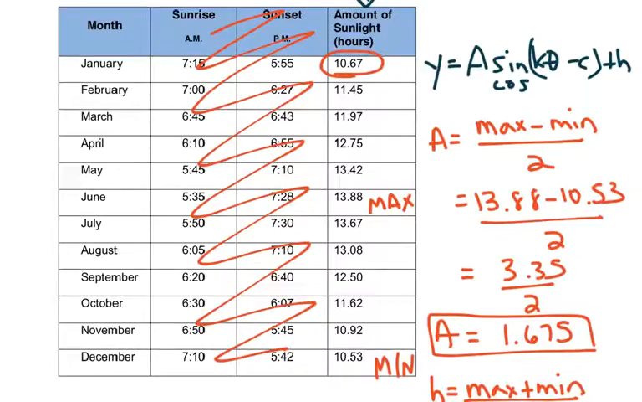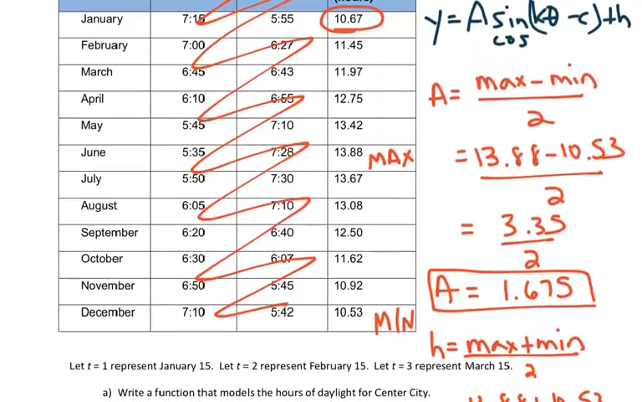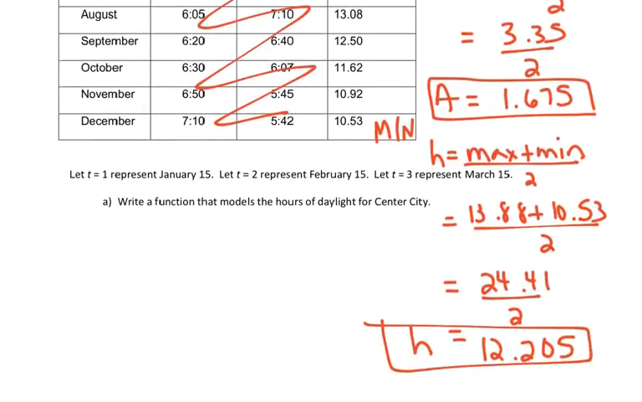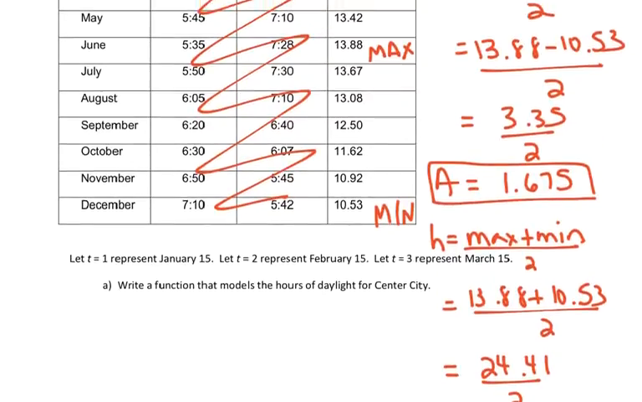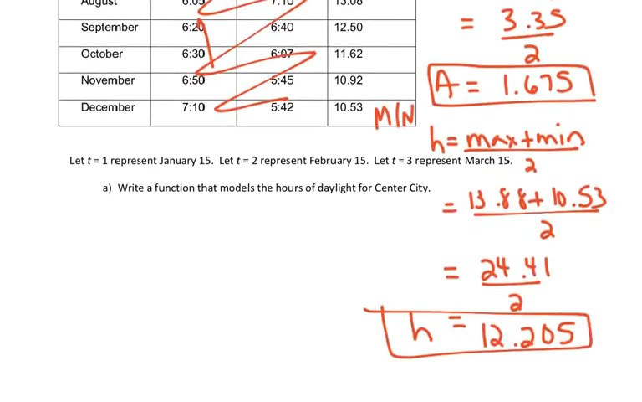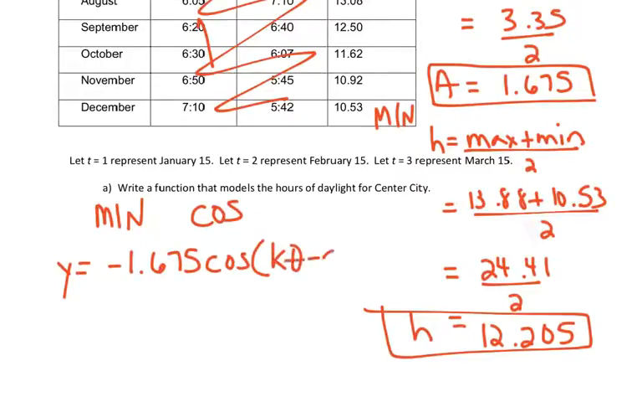Does this look like it's starting on the midline, or does it look like it starts at the maximum or minimum? Well, it looks to me like it starts near its minimum because 10.53 is close to 10.67. That's important because that's telling me to write a cosine function. And more specifically, if it's starting at its minimum, then the equation is probably y equals negative 1.675 cosine of k theta minus c plus 12.205. All right, so we're halfway there.